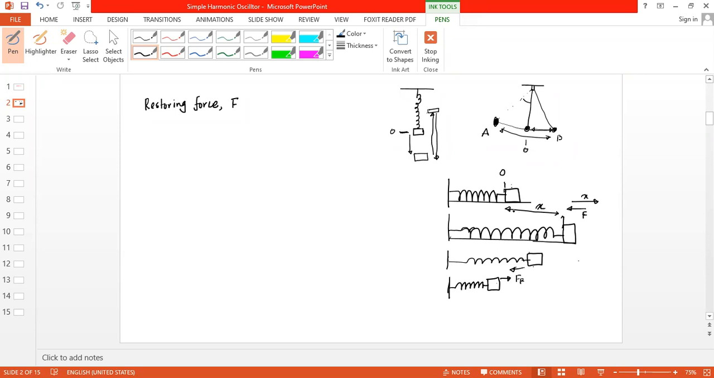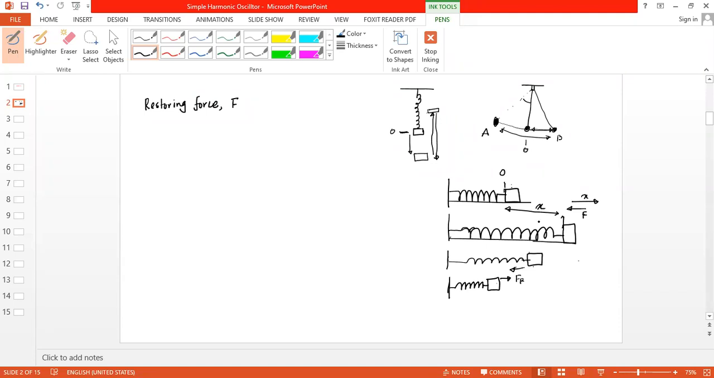So basically we can say the origin of this kind of motion, the origin of simple harmonic motion, is basically the restoring force. Because of the restoring force this object oscillates and gives this kind of oscillation. Now what is the nature of this kind of restoring force?